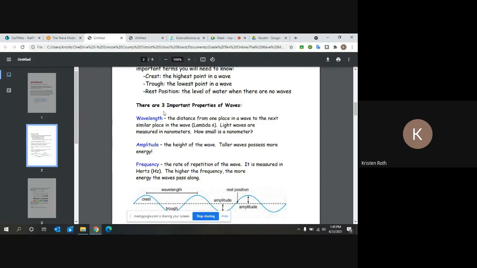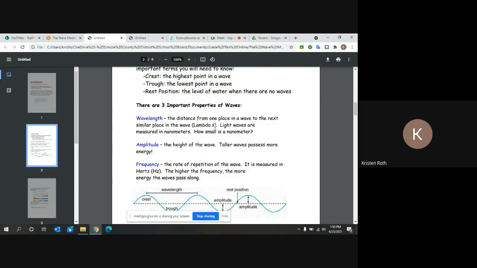Okay, so there are three important properties of waves. So we have our light wavelength. So it's the same point on either side, okay, is a full wavelength. So it has to have a full crest and a full trough, okay? That's one full wavelength, okay? The distance from one place in a wave to the next, similar place in that wave, is referred to as your wavelength, but it's represented by a lambda, and you can see that there, okay? It's almost like a TP type symbol.